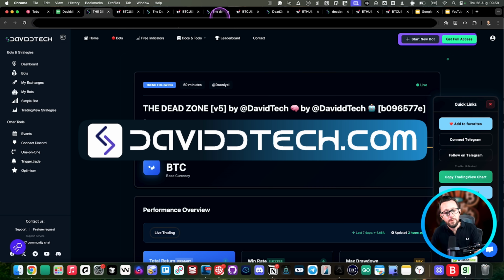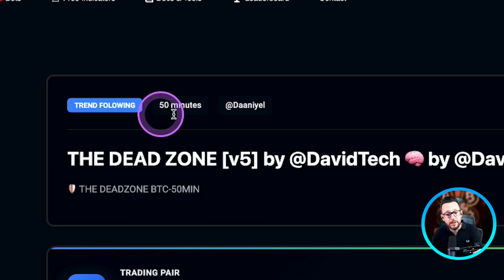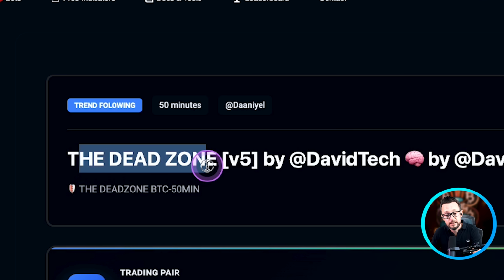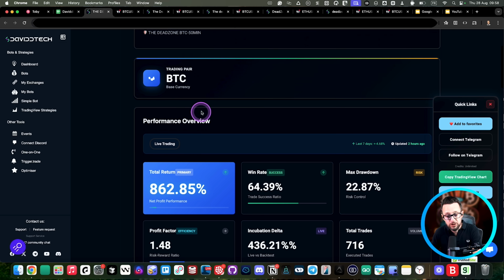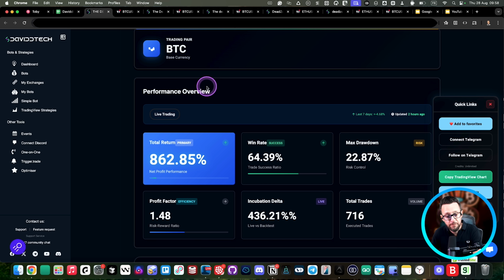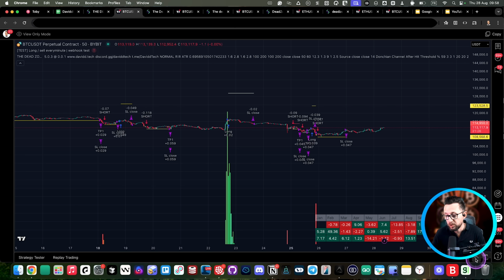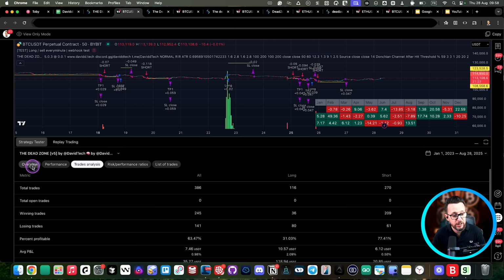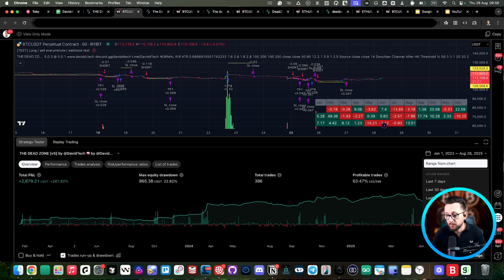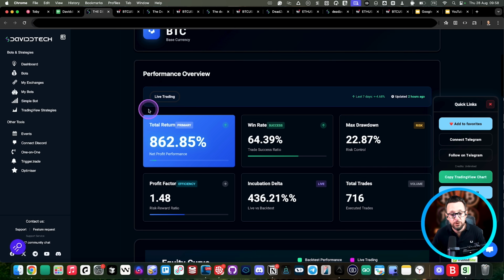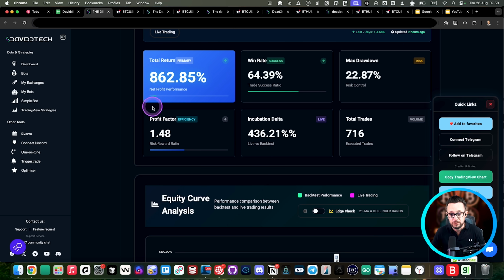Okay guys, here we are on my website. We are on the 50-minute time frame on the dead zone. This one here. Just going to share a couple of different time frames with you and the actual strategies. We will audit all of them on TradingView so you can see actually how they perform on TradingView as well. But first of all, let's go through the website because we can see the live trading results as well.